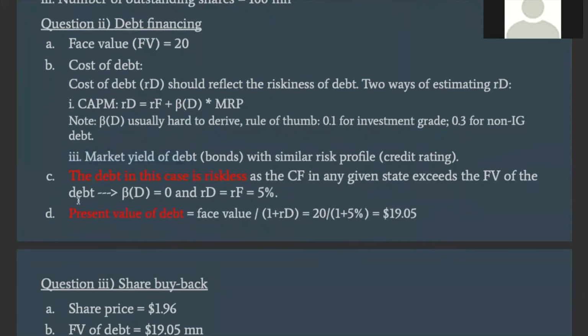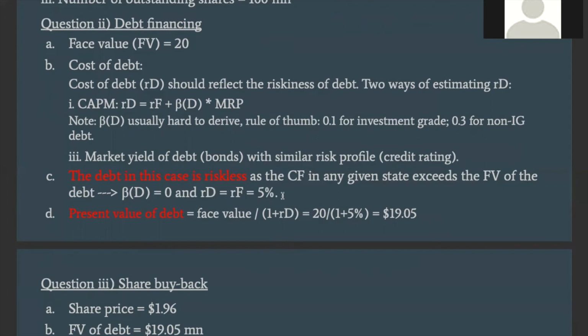So if you come back to the question here, we know in this specific case that the debt is riskless. There are no risks associated with this debt. And how do we know this? We know this because first, we know there are 4 possible states of the world, and we know the cash flows in each given state. And at the same time, we also know that the cash flows in each given state is higher than the future value of the debt. So what this tells you is that no matter what happens, the company or the project will be able to get enough cash flow to pay the debt holders. And if this is true, it means the beta of debt is 0. And because of that, the cost of debt is the same as the risk-free rate, which in this case is 5%.